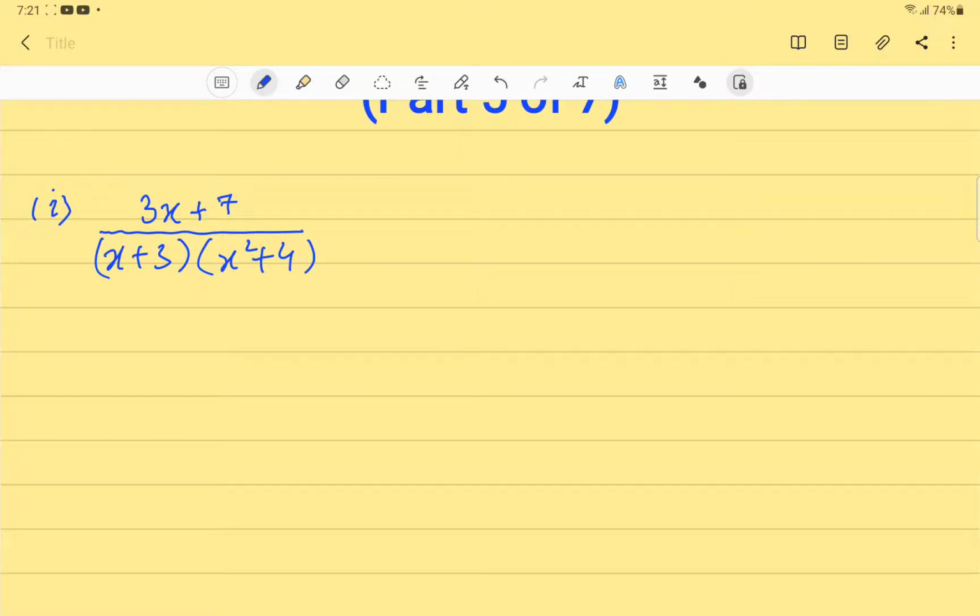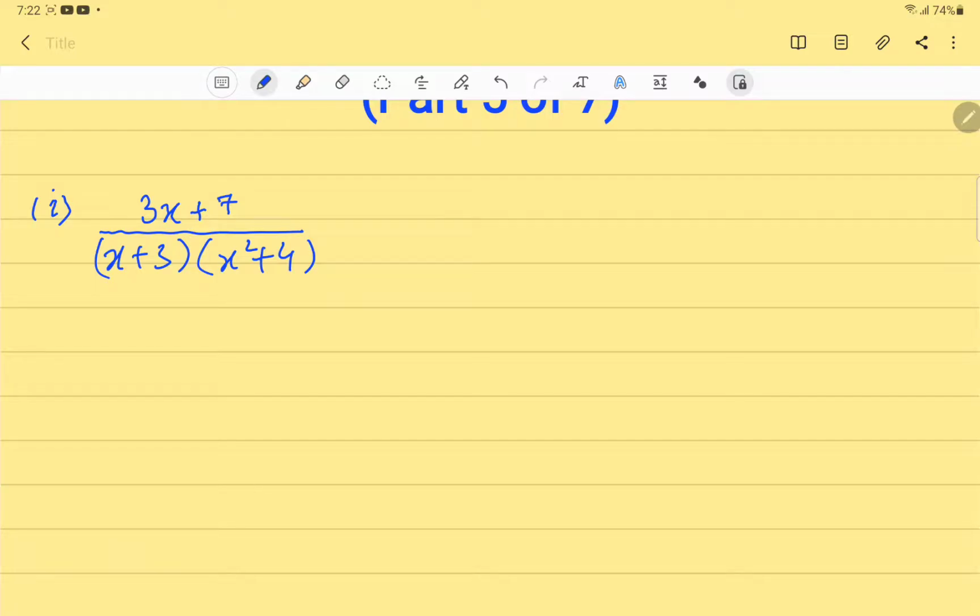Like always, we have to check the degree of the numerator and denominator. The degree of the numerator should be lesser than the degree of the denominator, which is the case here, because the degree of the numerator is 1 and the degree of the denominator is 3. How is it 3? Because if we multiply these two brackets, x multiplies with x² and we get x³, which shows that the degree of the denominator is 3.